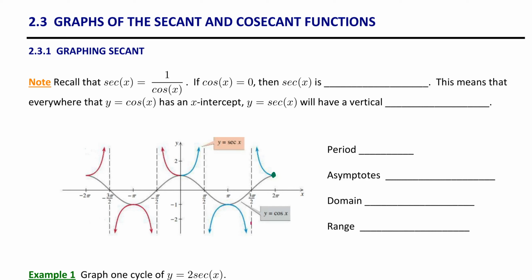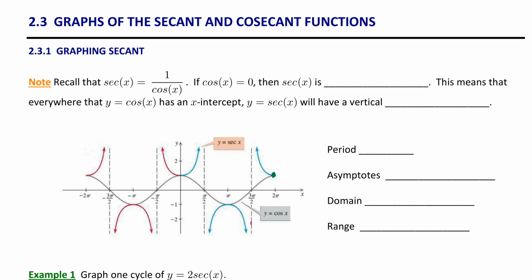In section 2.3, we'll learn the graphs of the secant and cosecant functions. Now, even though the graphs of secant and cosecant can be somewhat intimidating because they contain vertical asymptotes, the good news is the better you know your cosine and sine graphs, the easier secant and cosecant will become. Let's examine the graph of secant.